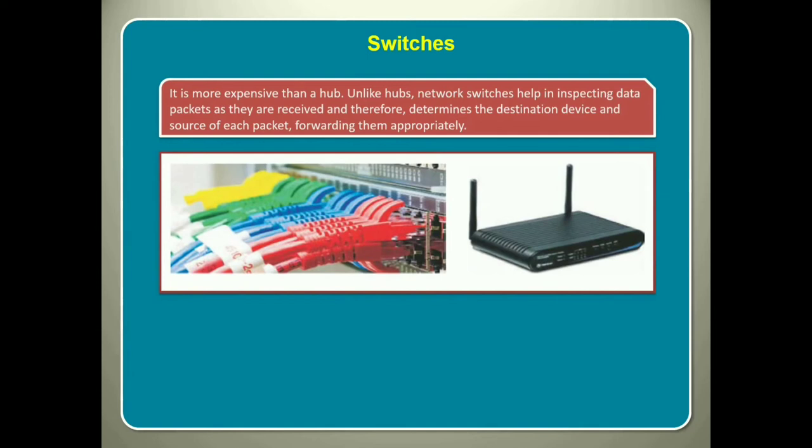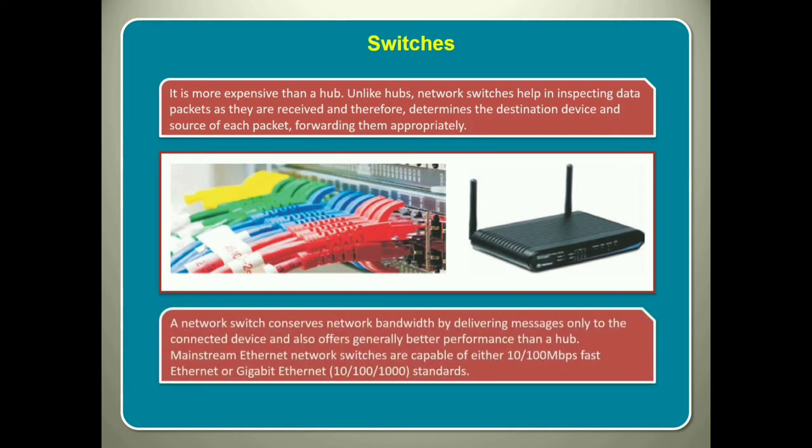Unlike hubs, network switches help in inspecting data packets as they are received and therefore determine the destination device and source of each packet, forwarding them appropriately. A network switch conserves network bandwidth by delivering messages only to the connected device and also offers generally better performance than a hub. Mainstream Ethernet network switches support either 10 or 100 Mbps fast Ethernet or gigabit Ethernet, 10 or 100 or 1000 standards.